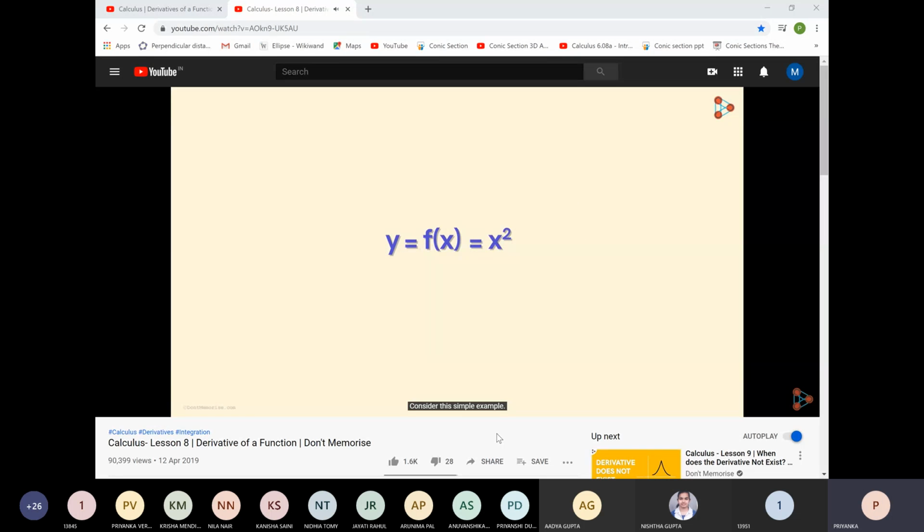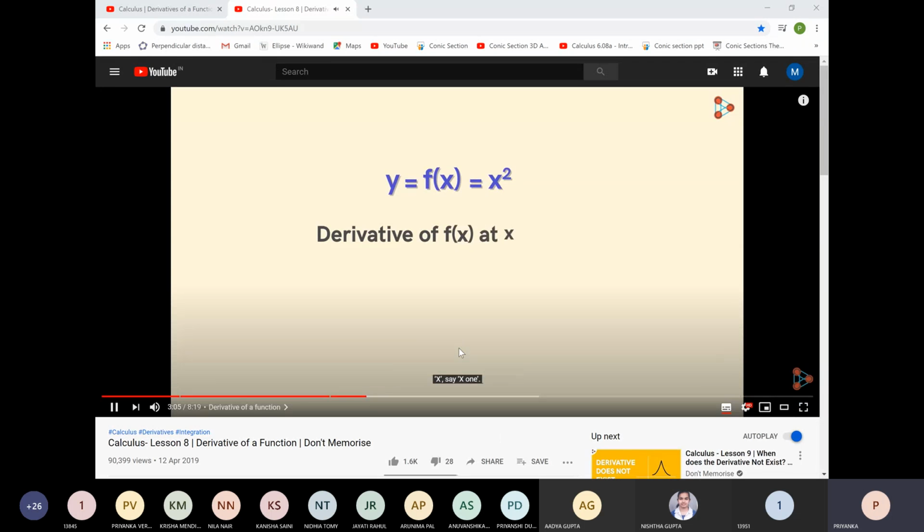Consider this simple example. y is equal to the square of x. Let's say we want to find the derivative of this function at a particular value of x. So here we are considering this function and we will find out the derivative of this function.